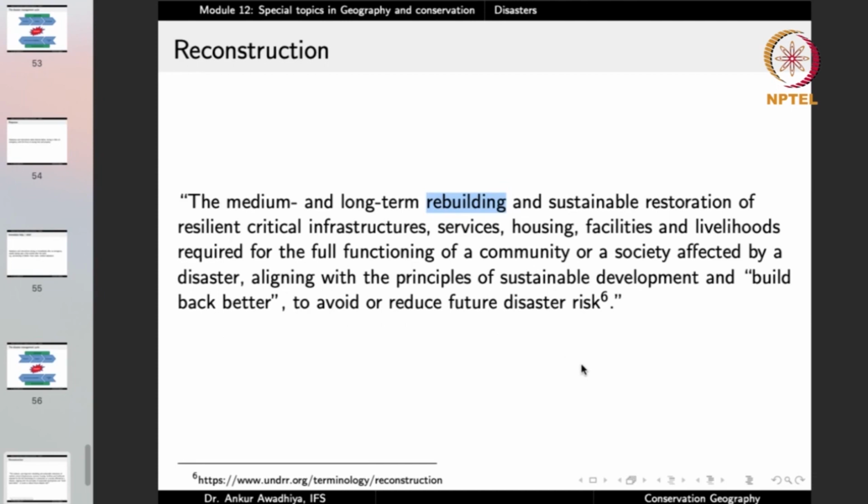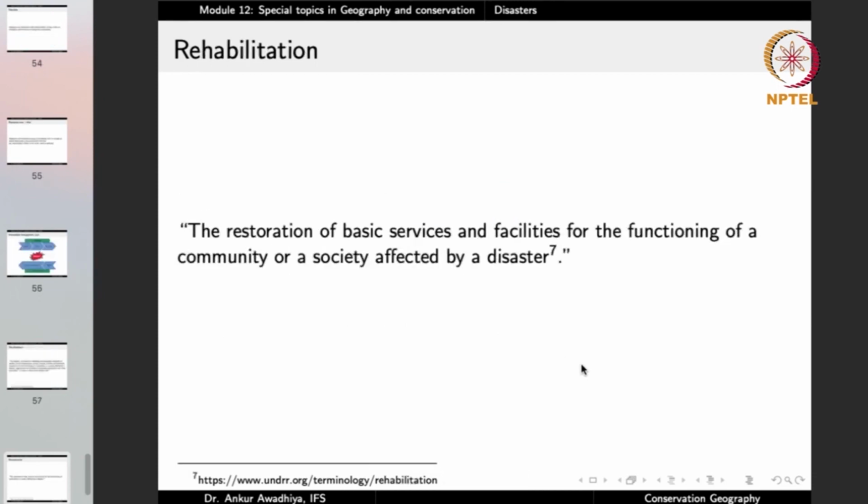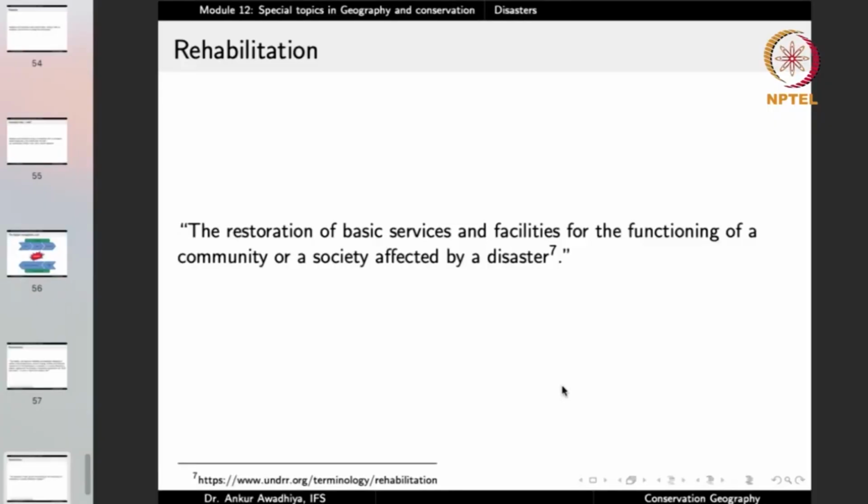So we need to reconstruct things, and we need to rehabilitate the people and the society, which is restoration of basic services and facilities for the functioning of a community or society affected by a disaster. So during the phase of rehabilitation, we are trying to bring the whole society back on its tracks.